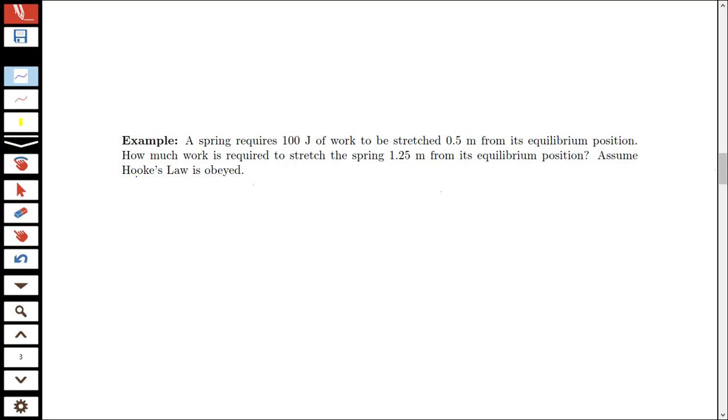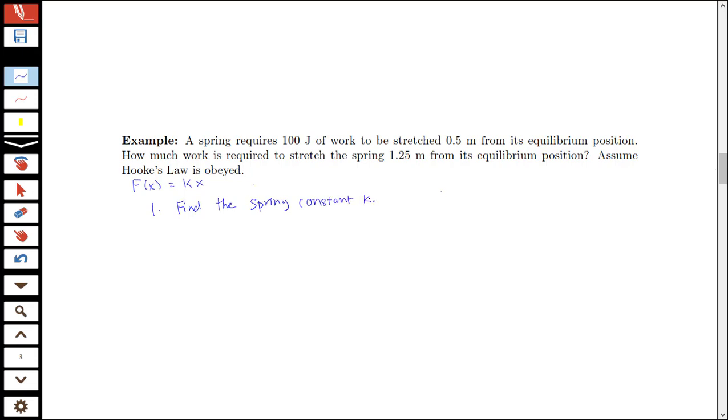So remember that Hooke's law tells us that we have f of x equals kx, meaning that this gives the force needed to stretch our spring x units beyond its equilibrium position. So in order to answer this question, we're going to need to determine the spring constant k for this spring and then use that to answer the question about the amount of work required. So first thing we need to do is find the spring constant k.